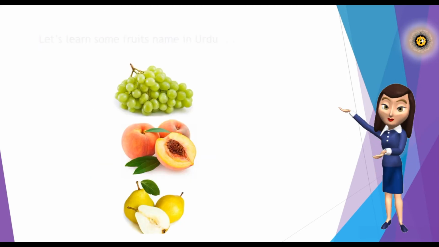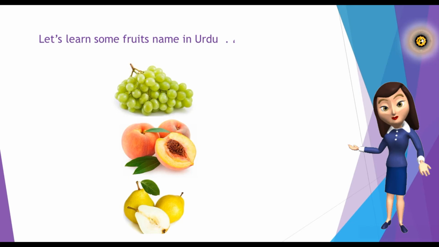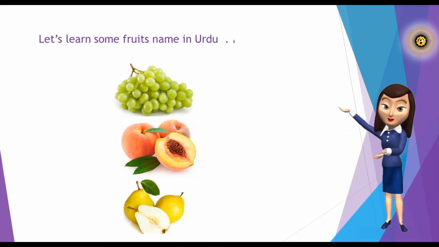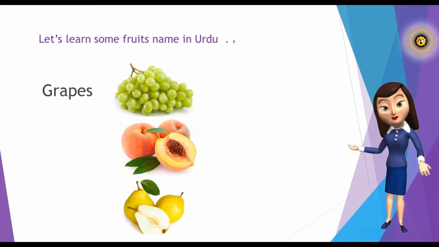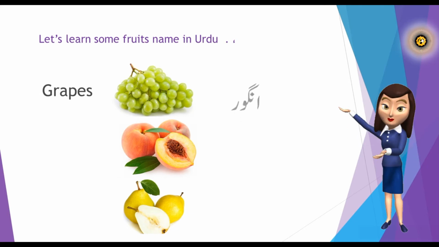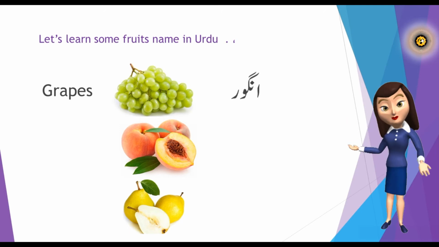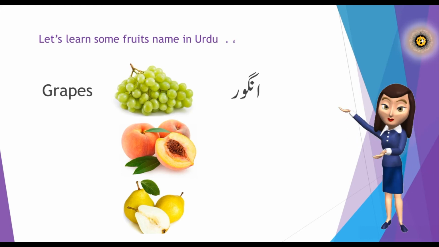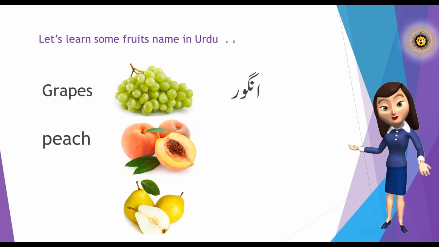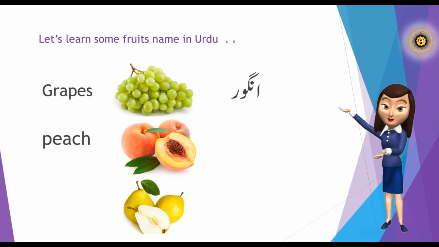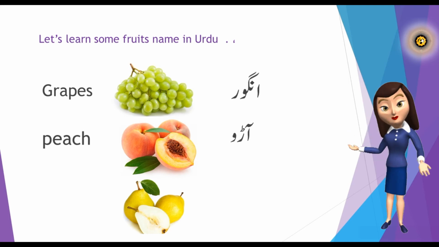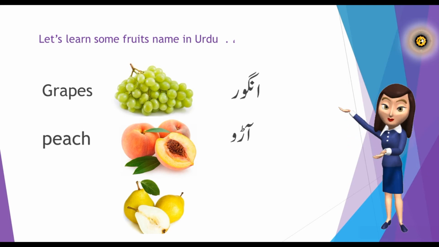Alright, now let's learn these fruit names in Urdu. In English we say grapes, and in Urdu, angur. Angur. Grapes. Angur. Then in English we say peach, and in Urdu, adu. Adu. Peach. Adu.